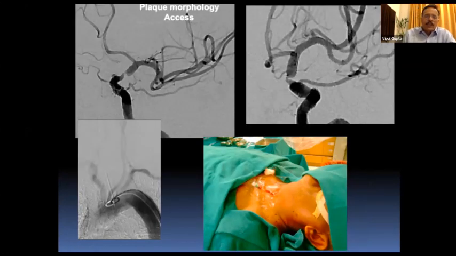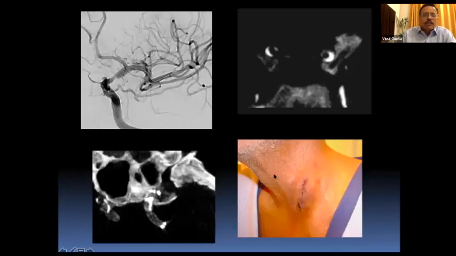This is the first Wingspan I had done, the second Wingspan in this country, a long time back, I think 12 or 13 years back. Severe stenosis, recurrent attacks in this man. You can see here, a very bad arch, no distal access catheter at that time. We couldn't access the artery, so we did a direct carotid puncture. You have to be ready for some of these situations.